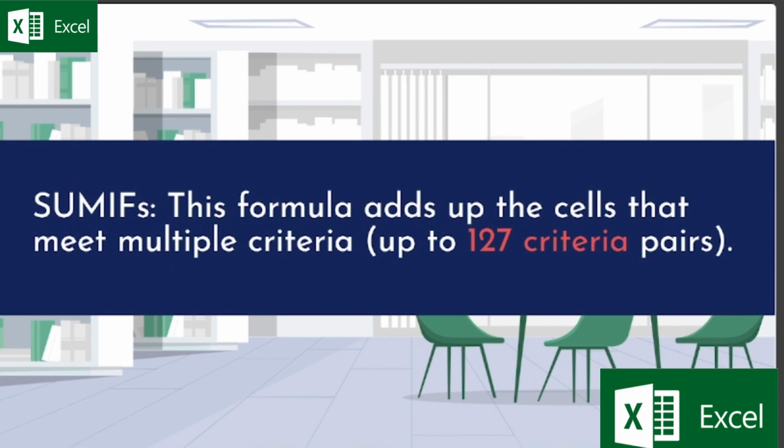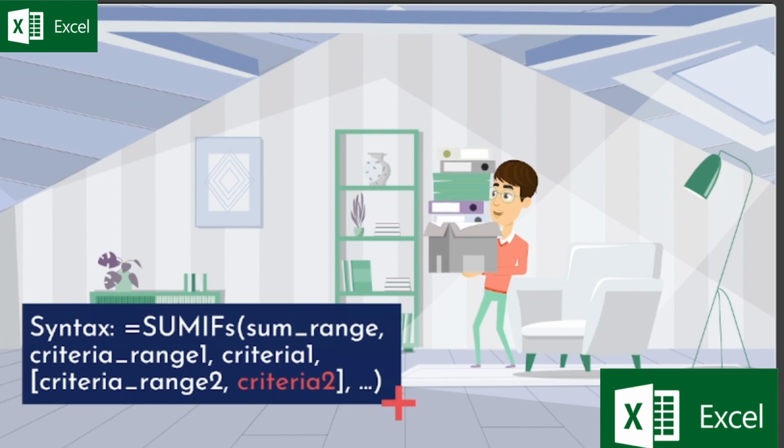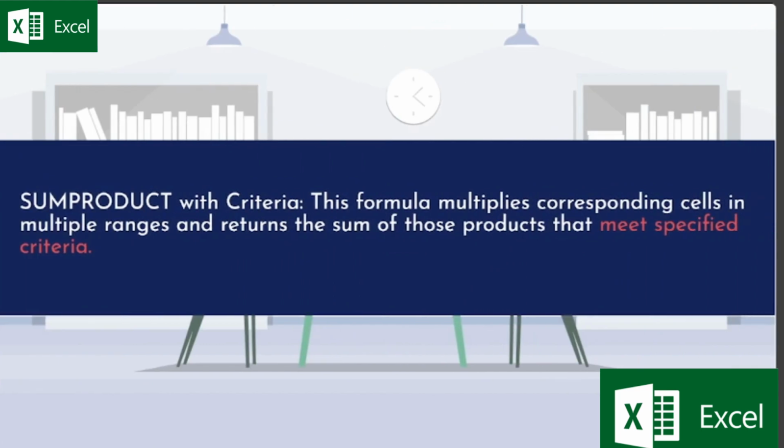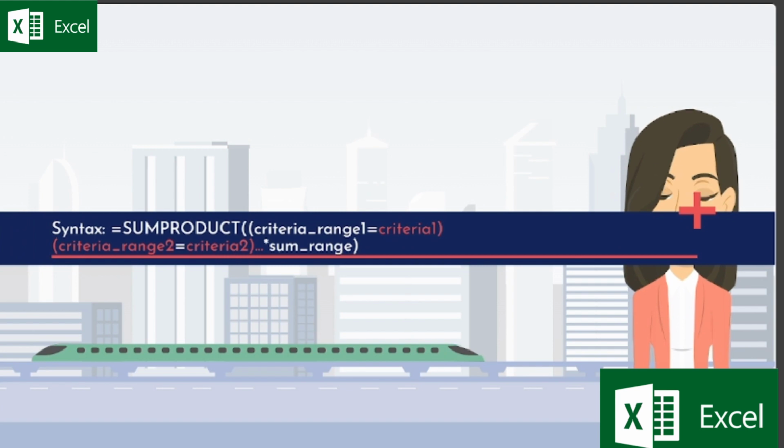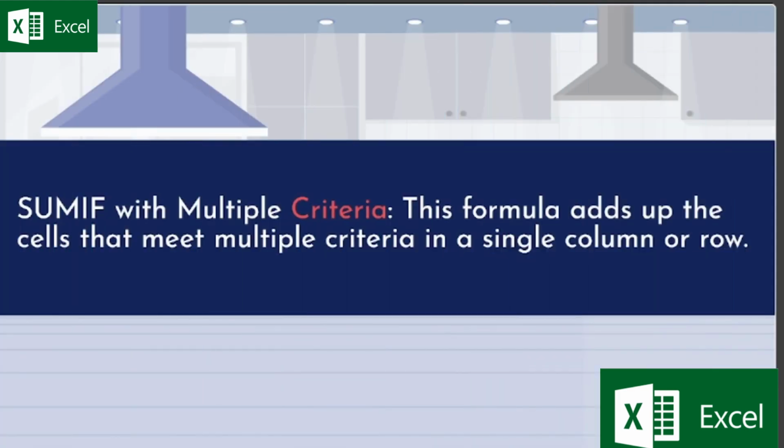SUMIFS. This formula adds up the cells that meet multiple criteria, up to 127 criteria pairs. Syntax: equals SUMIFS(sum_range, criteria_range1, criteria1, criteria_range2, criteria2). SUMPRODUCT with criteria. This formula multiplies corresponding cells in multiple ranges and returns the sum of those products that meet specified criteria. Syntax: equals SUMPRODUCT((criteria_range1=criteria1)*(criteria_range2=criteria2)*sum_range).